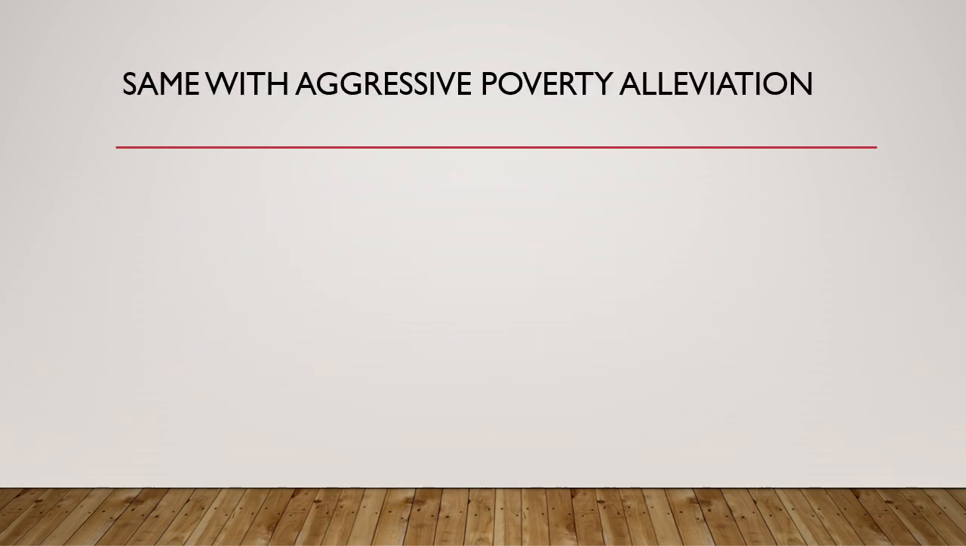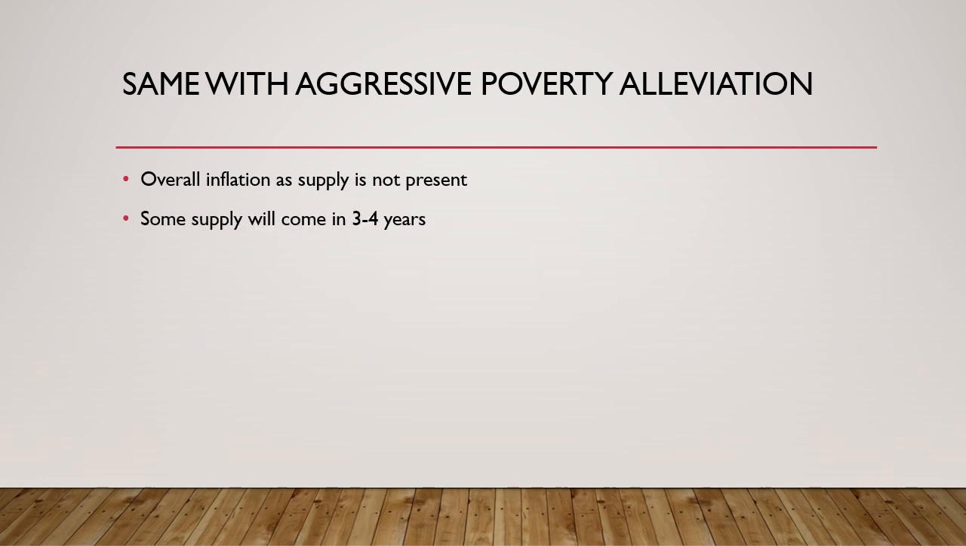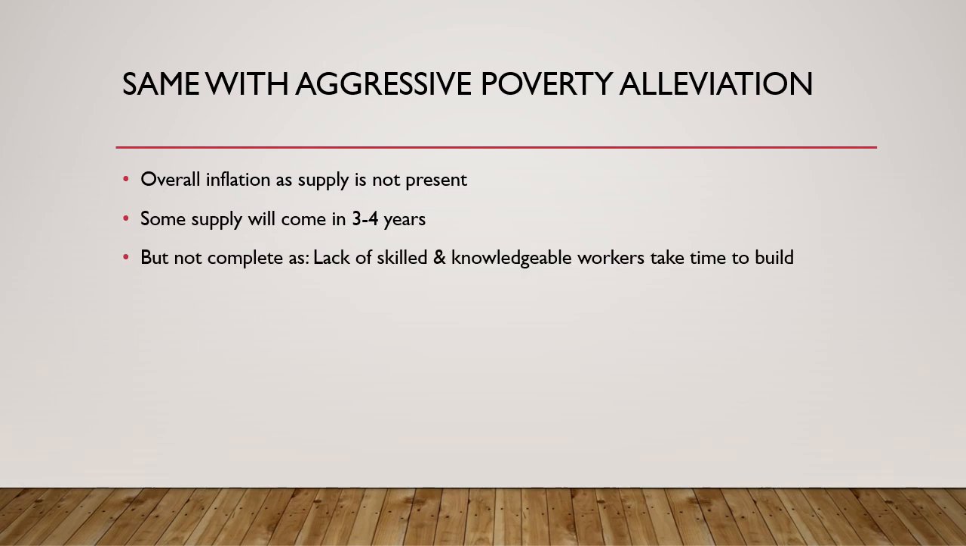Let's take another example. Supposing the same thing the government does with poverty alleviation. What happens then? Well, the inflation would zoom because there wouldn't be supply. You say, okay, maybe the supply can come in 1 or 2 years or 3 years. Well, some supply would definitely come in 3 or 4 years. However, it would not be complete. Reason? Again, the bottleneck of human capital.